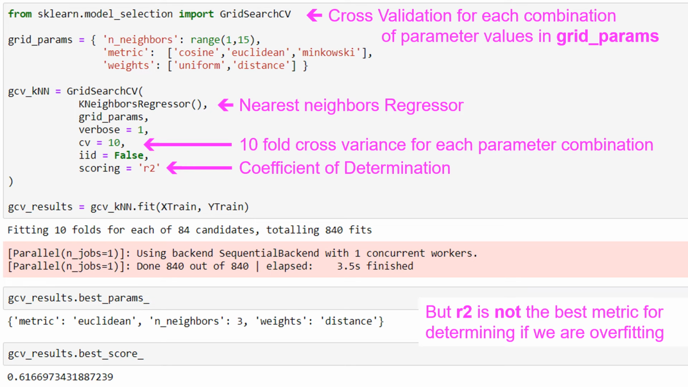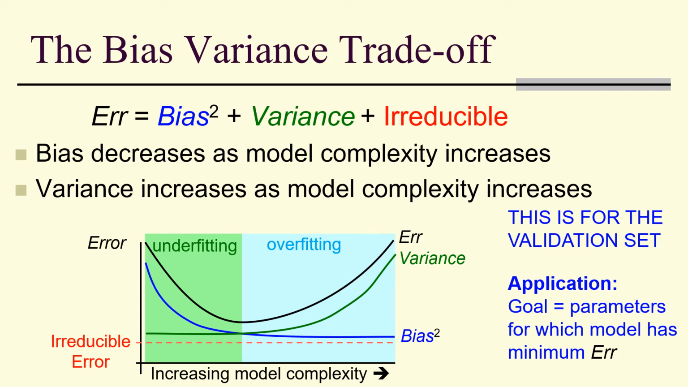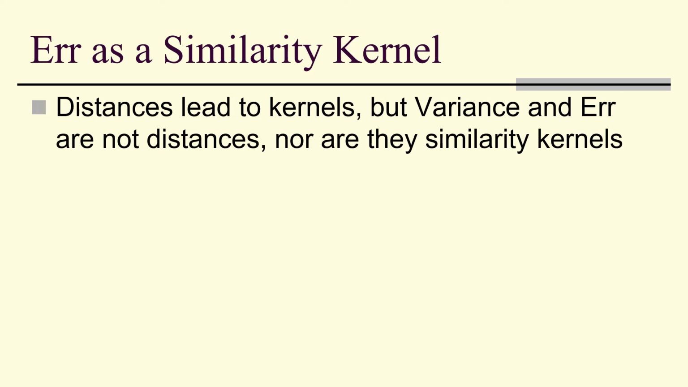But R2 is not the best metric for determining if we are overfitting. So let's recall the bias variance trade-off. Error is the square of the bias plus the variance plus irreducible error. Bias decreases as model complexity increases, variance increases as model complexity increases. This is applied to the validation set, and our goal is parameters for which the model has minimum error. So we'd like to use error as some kind of measurement. Distances can lead to kernels, but variance and error are not distances, so we don't get similarities.